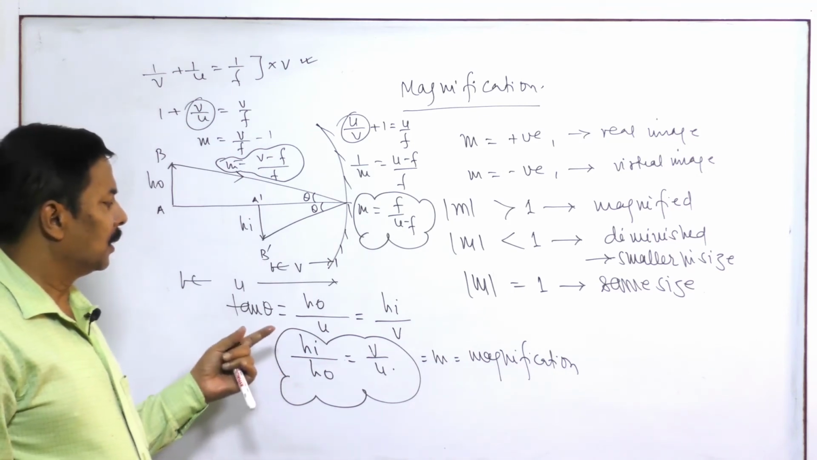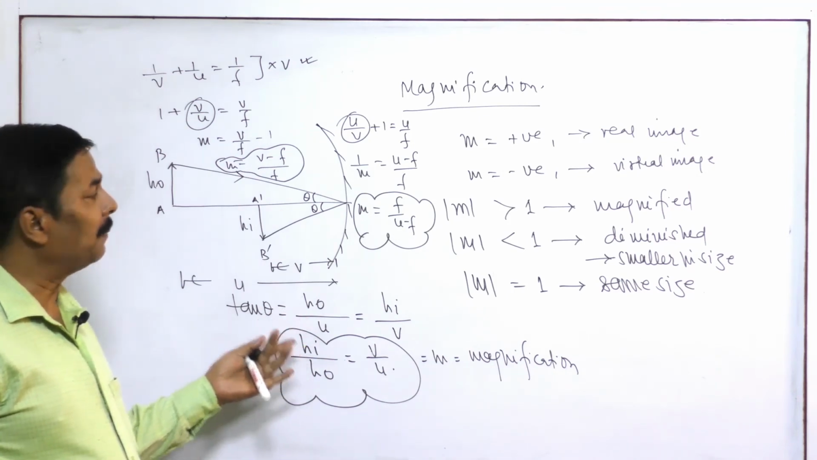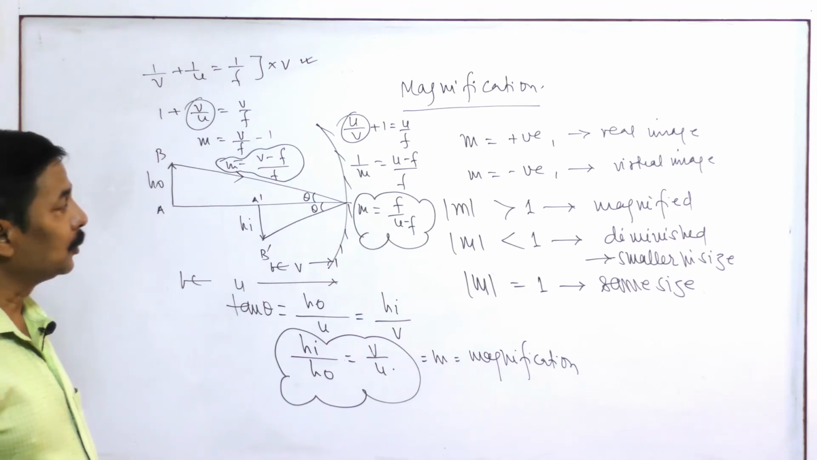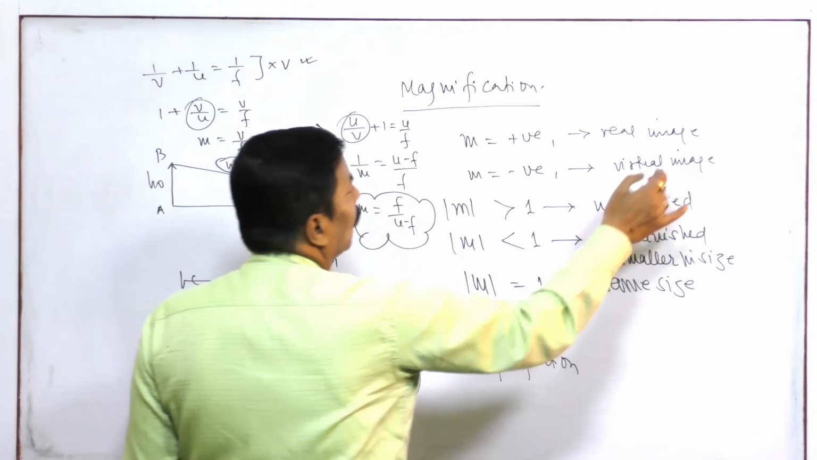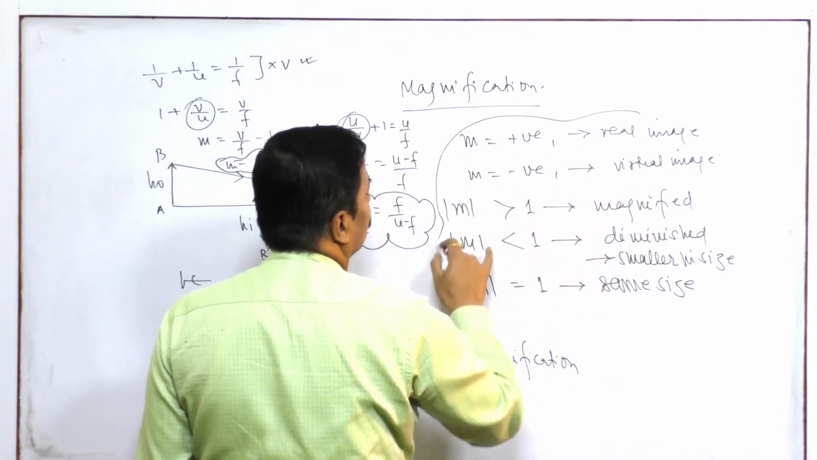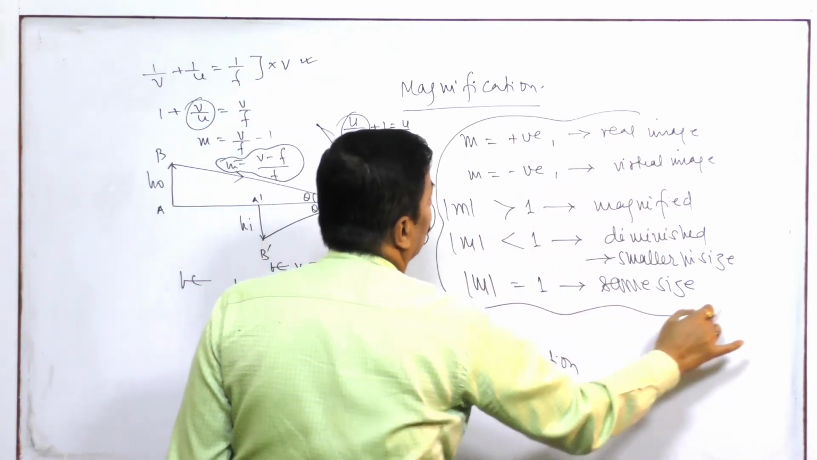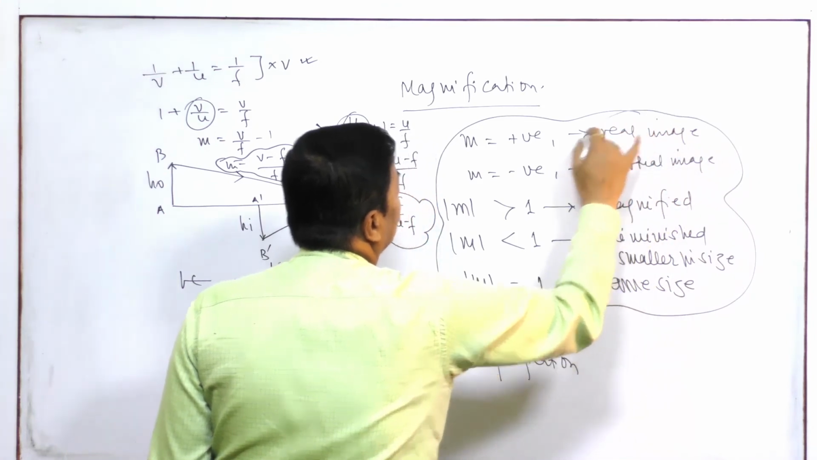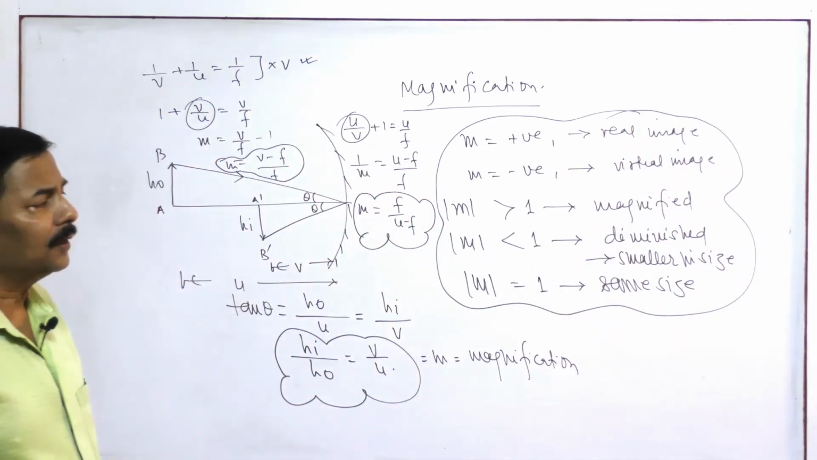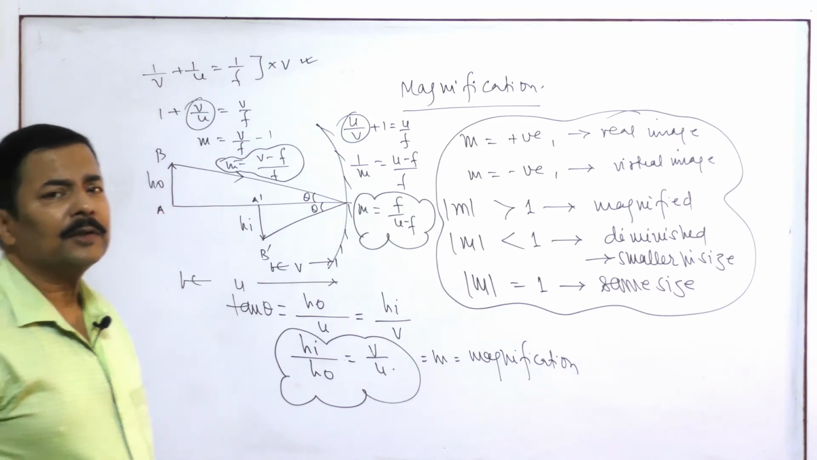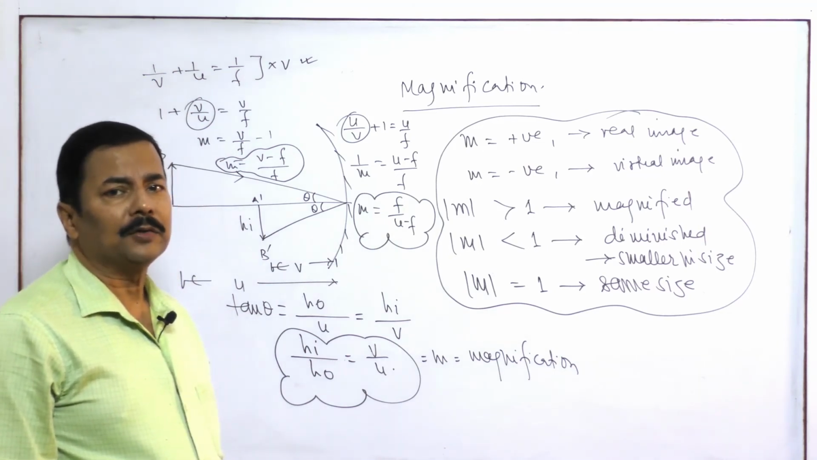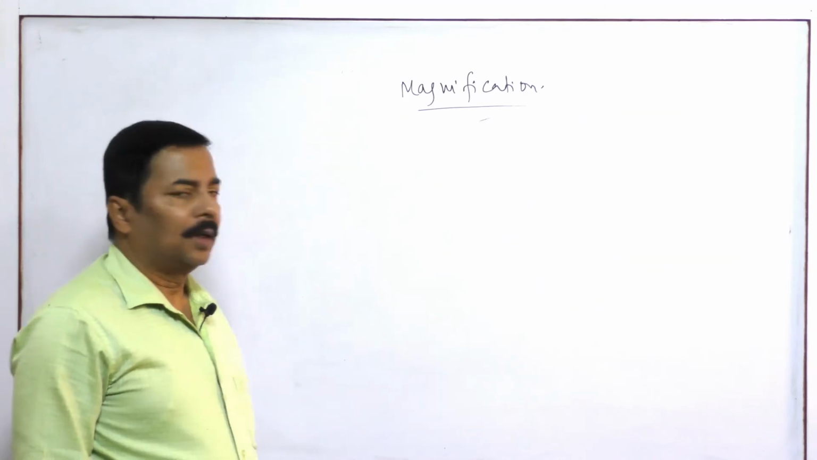Wherever necessary, use them with sign. You have to use them with sign, and meaning decoding can be done with this relation. This table will help you in understanding the meaning of the magnification, that when it is magnified, when it is diminished, and all these things. So let us do one question based on magnification.